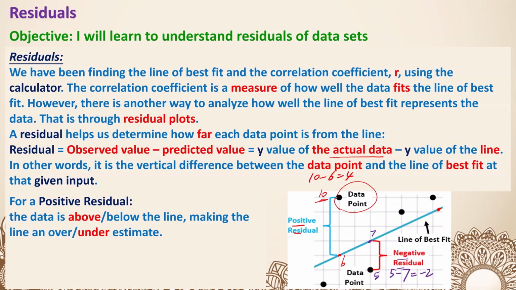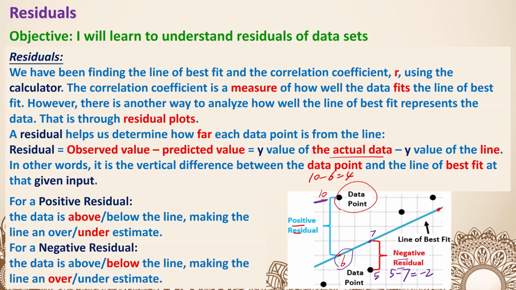You might be wondering, wait, how come when it's above the line it's not over? Well, because when it's above, that means it's supposed to be a 10, but you predicted it to be a 6. So you actually underestimated by 4, since it was supposed to be a 10 and you thought it's just a 6. That's why it's an underestimate for a positive residual.